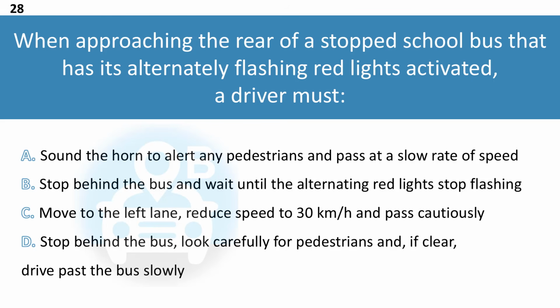When approaching the rear of a stopped school bus that has its alternately flashing red lights activated, a driver must A. Sound the horn to alert any pedestrians and pass at a slow rate of speed. B. Stop behind the bus and wait until the alternating red lights stop flashing. C. Move to the left lane, reduce speed to 30 km per hour and pass cautiously. D. Stop behind the bus, look carefully for pedestrians and, if clear, drive past the bus slowly.